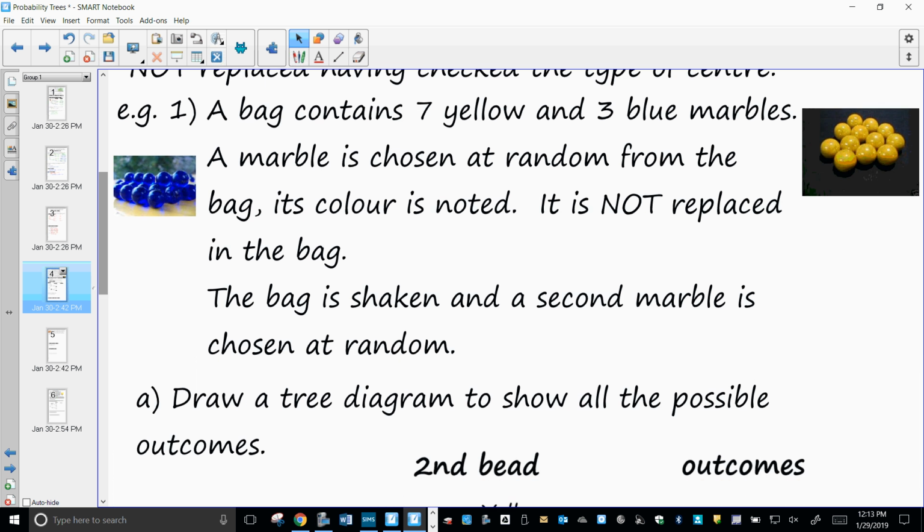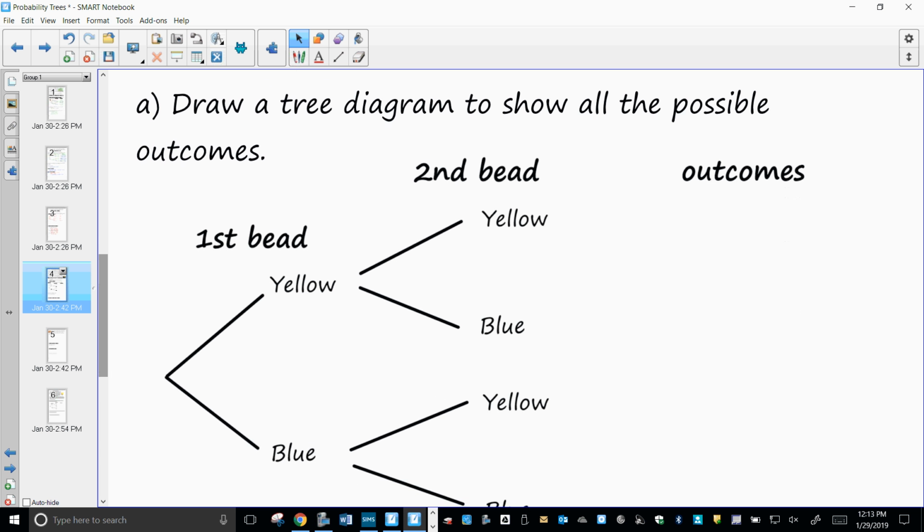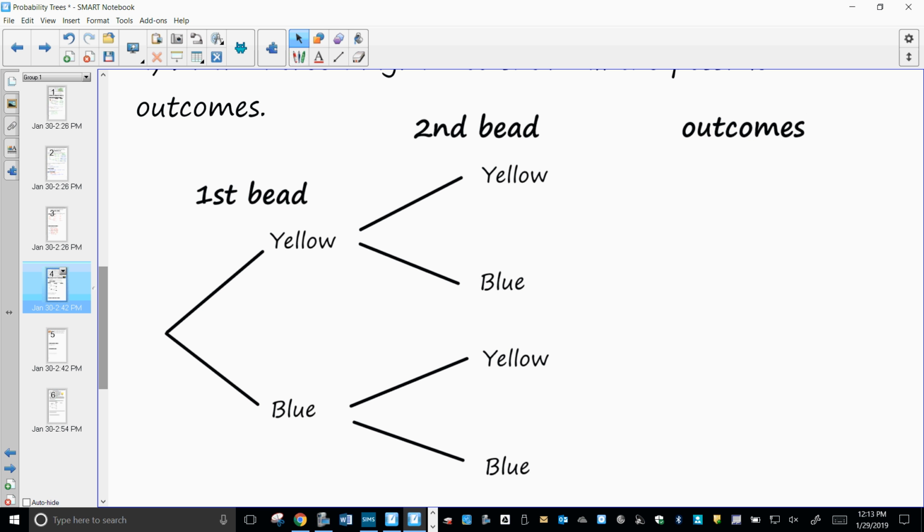So this one here: a bag contains 7 yellow, 3 blue marbles. A marble is chosen at random from the bag. Its colour is noted, it's not replaced. The bag is shaken, the second marble is taken out. Draw a tree diagram. So I've done the bit for you. We've got yellow or blue as our two options.